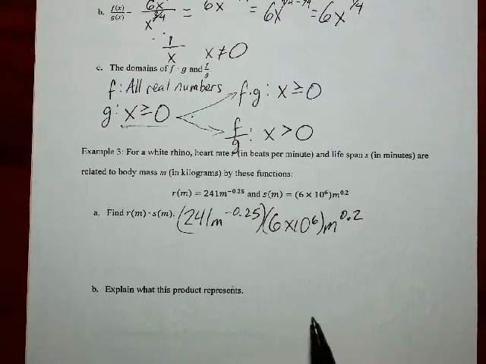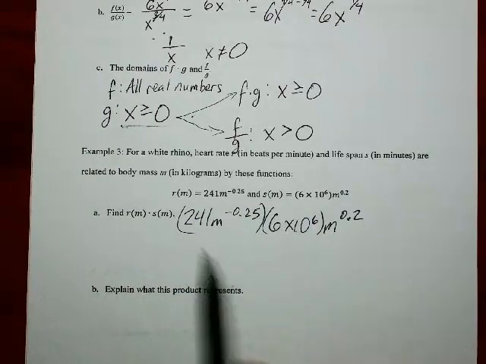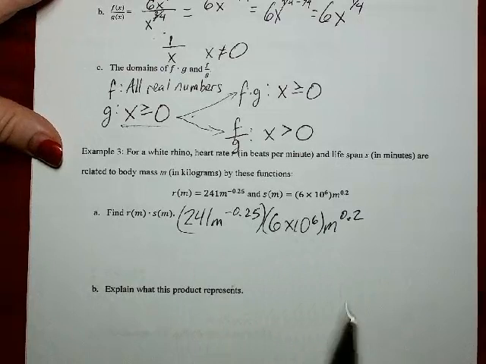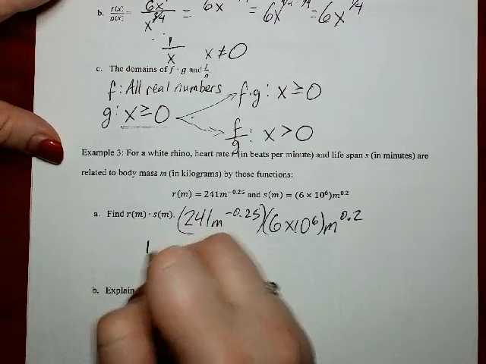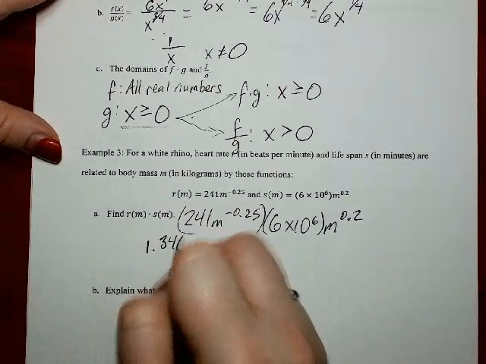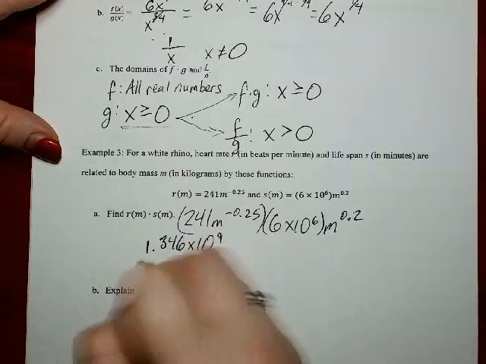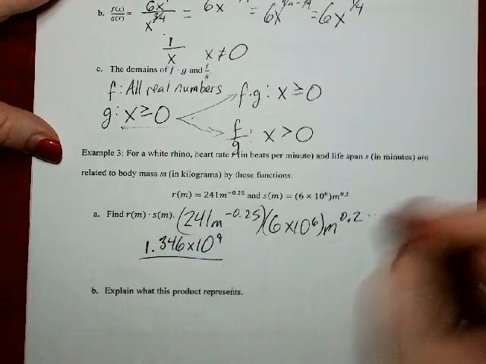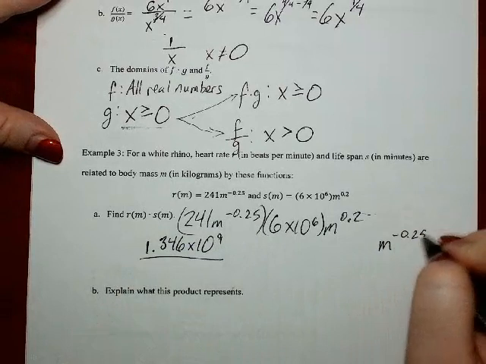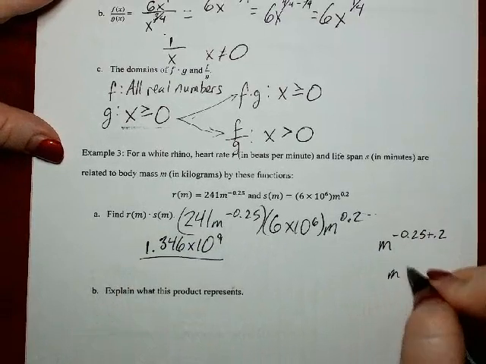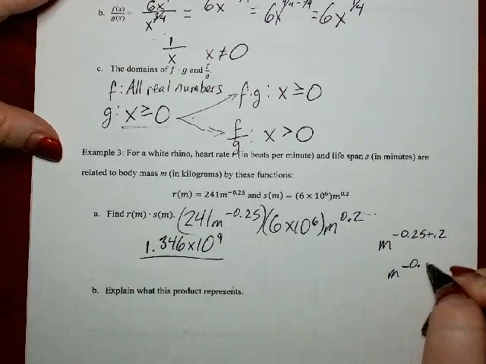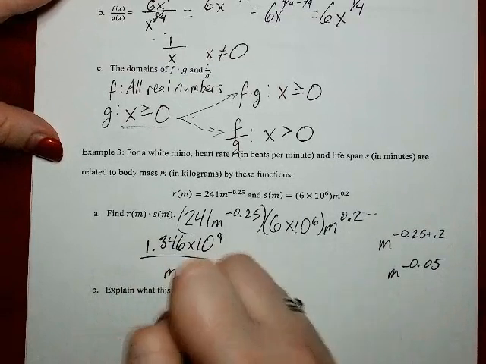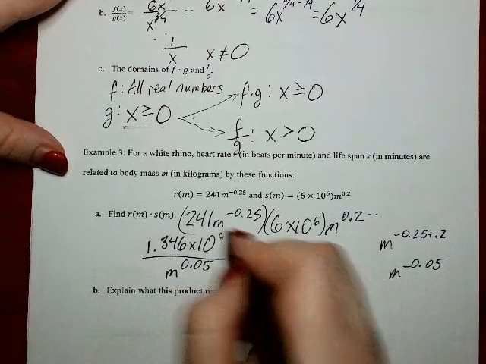So we're going to do our numbers times each other. So 241 times 6 times 10 to the 6th ends up being 1.346 times 10 to the 9th. And then this is bigger than this, so when we add them, we get m to the negative 0.05. Negative means we put it in the bottom of a fraction. So this is our answer here.